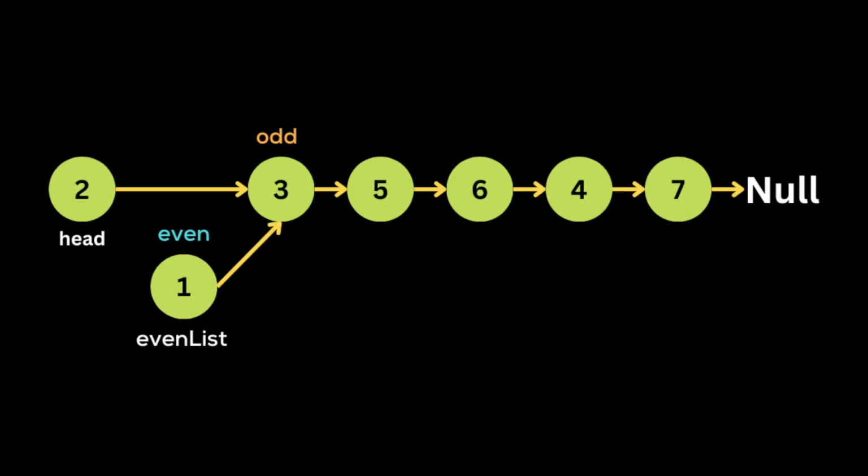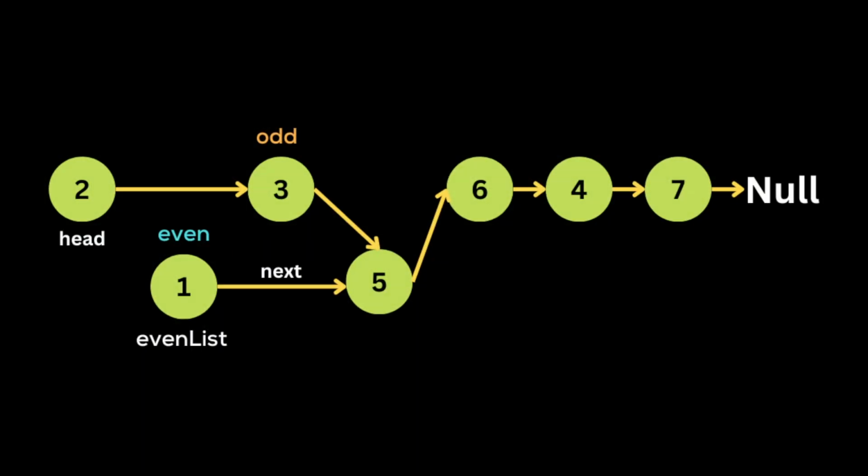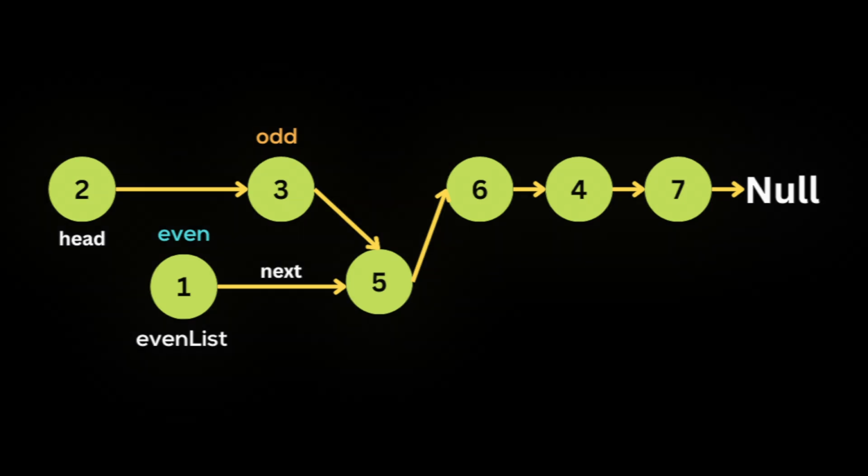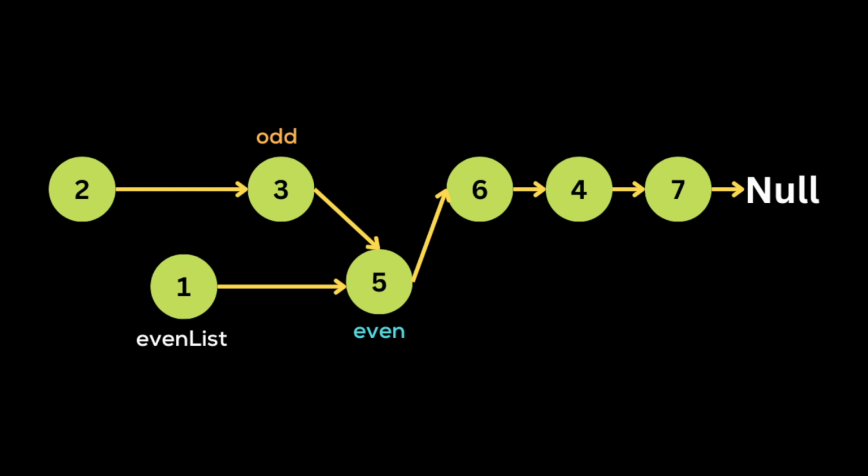After that, we move the odd pointer to point at the next odd node, which has the value 3. Then we set the even next pointer to point at the next node after the new odd node, which has the value 5. And then we move the even pointer to the next even node, which has the value 5.